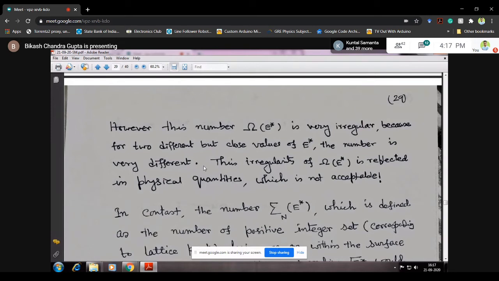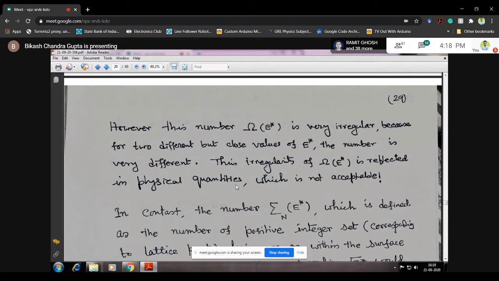then this will be irregular function of E. যদি তোমার অল্প E আগিয়ে পিছিয়ে দাও তাহলে নাম্বার অফ মাইক্রোস্টেট ক্যালকুলেট করলে টোটাল নাম্বার অফ মাইক্রোস্টেটস if they're very different then there is an irregularity in the number of microstates with respect to E, and this irregularity of the number of microstates is reflected in physical quantities.